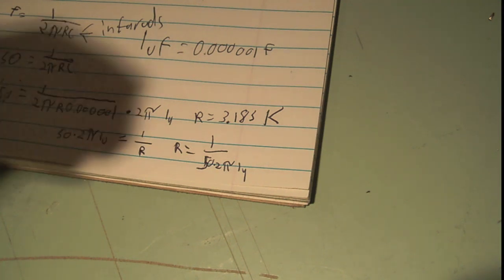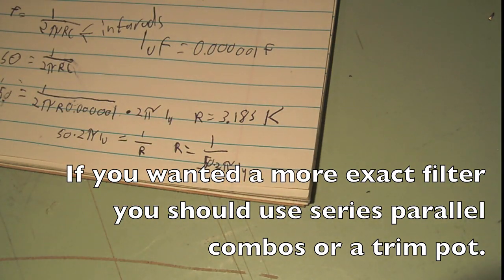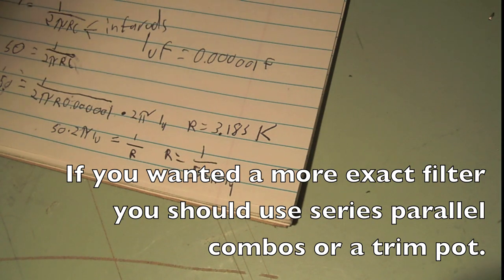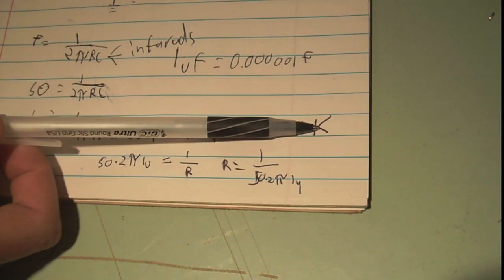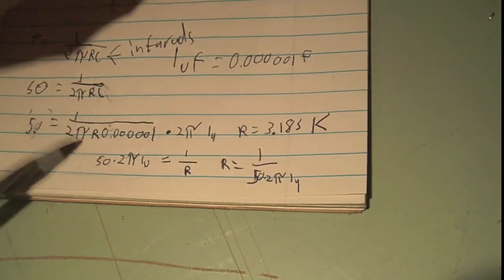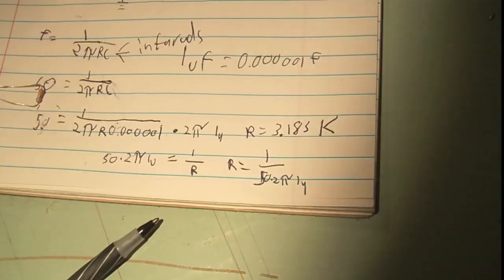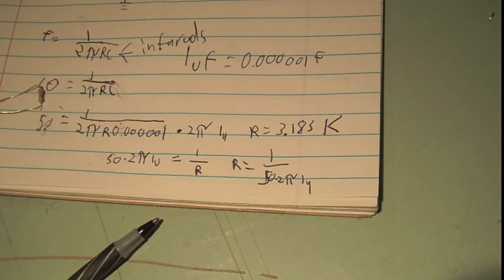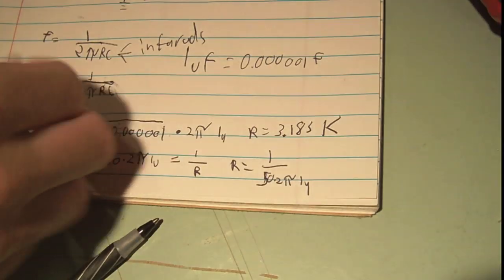3.3 is a very standard value, so this is a 3.3K. We're going to use a 3.3K because that's the closest standard value to the value that we picked. So now we know our cutoff frequency, because 3.183 and 3.3K are going to be a bit different. Our cutoff frequency isn't going to be exactly 50 hertz, but we also know that this resistor has a 5% tolerance. So now we're going to calculate our actual cutoff frequency for this filter.